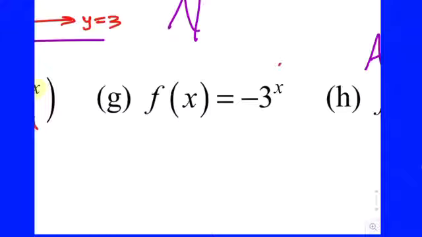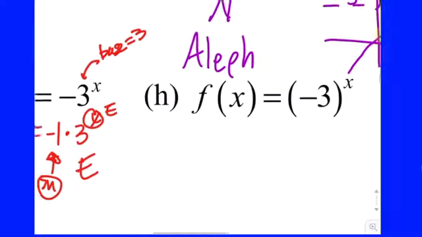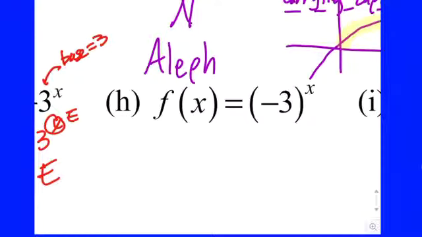Letter G, exponential or not? What's the base? The base is just 3. Good. This is the same as negative 1 times 3 to the x. And your Aunt Sally says, exponentiate before you multiplicate. Right? So this is actually exponential. So if you want it to be negative 3 as the base, you better put your parentheses around it, or it's not going to be negative 3 as the base. Foreshadowing. What about this one?